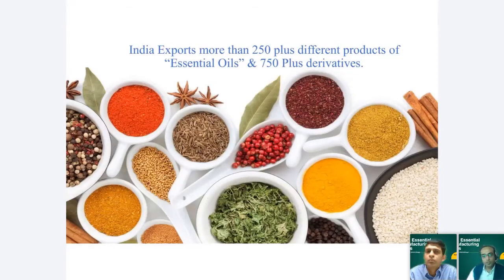So how many products does India manufacture? Currently, India exports more than 250 different essential oils, and 750-plus major derivatives. So this is a huge market. Majorly, this is not about quantum of product. This is about a quality product with a low quantum.